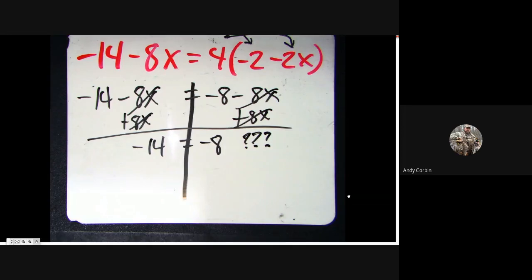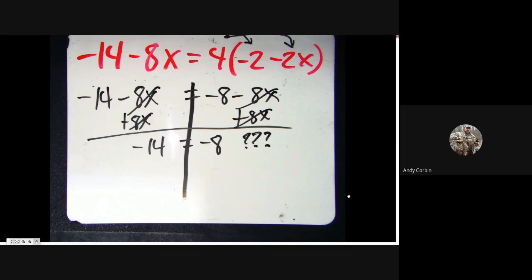How can I come up with a solution? Because we've been coming up with like x equals 5 or x equals negative 2. How can I come up with that if my variable's gone? Well, this is a special type of equation, okay? And you're going to have two different things that will tell you what the solution of this equation is.